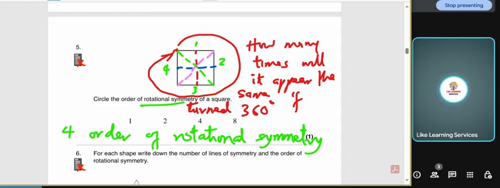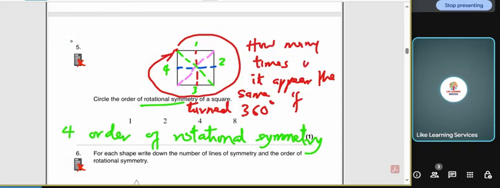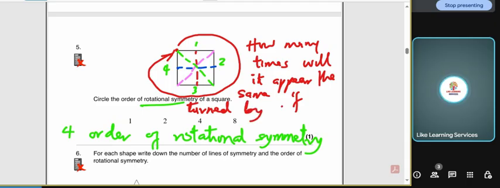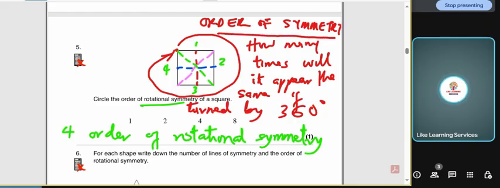By the way, how many times will it appear the same when you turn it by 360 degrees? Okay, sorry, what I wrote was correct earlier. That's for order of symmetry, turned by 360 degrees. This is for order 4 of symmetry. So that's 4. You can also use the number of sides of the regular polygon to determine that. But line of symmetry is how many times you can divide it into 2 equal parts. In fact, a square has 4 order of symmetry and also 4 lines of symmetry.